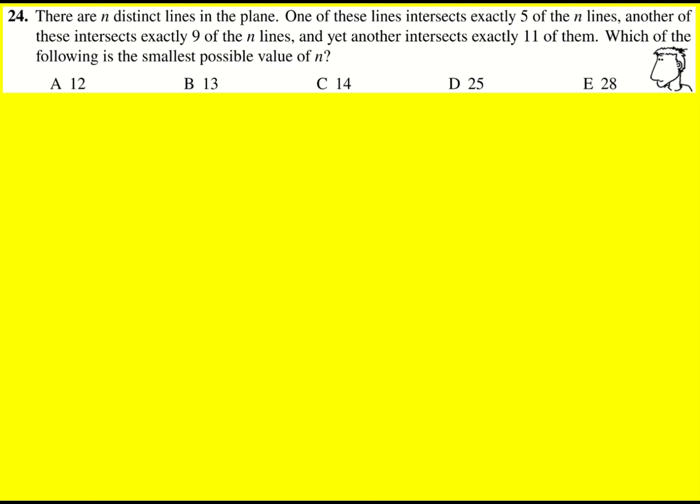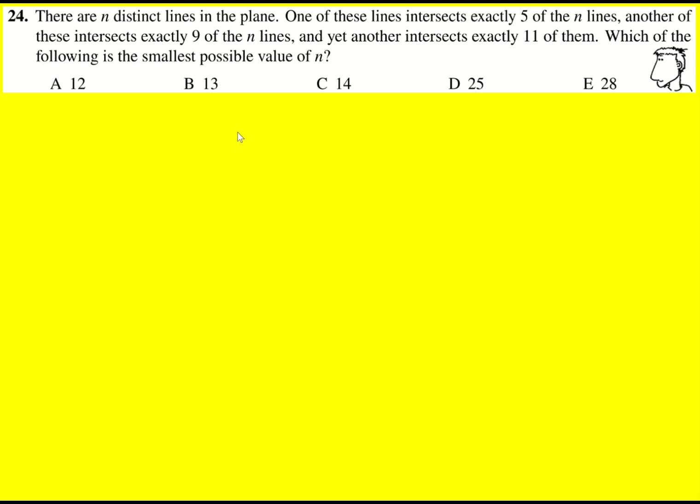We've got n distinct lines in a plane. That essentially means they're on a piece of paper. It's not like they're going throughout 3D space, which is a different sort of problem. They're just on a flat sheet of paper, and then we're told that one of them intersects exactly five of the n lines that we have, one of them nine, and one of them 11. How can we find the smallest possible value of n?